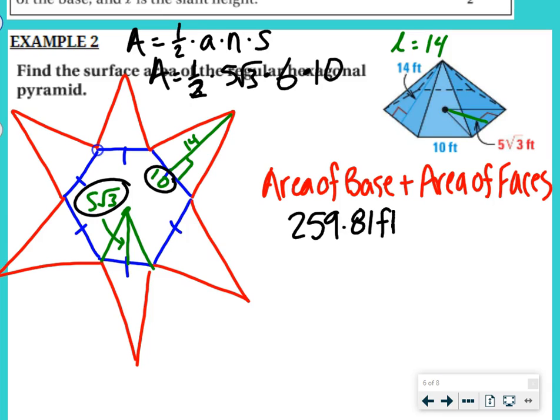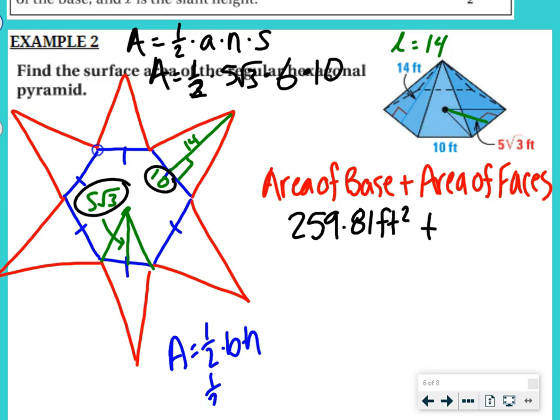You want to be specific. Is it feet? Yep, feet squared. And then we just have to add on to that the area of the faces. Well, they are triangles, so the area of a triangle is 1/2 times the base times the height.